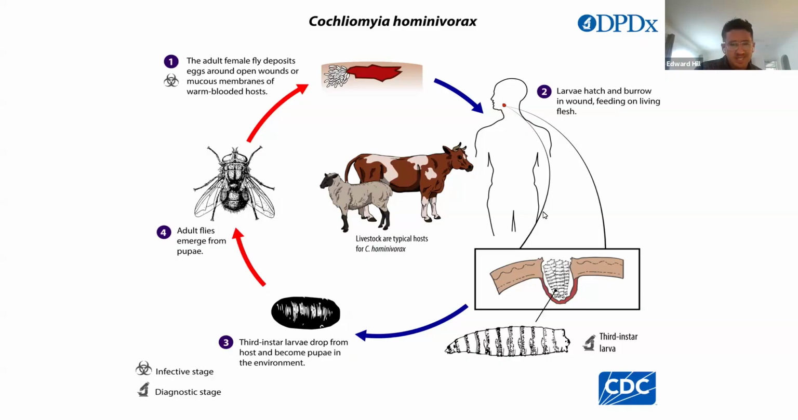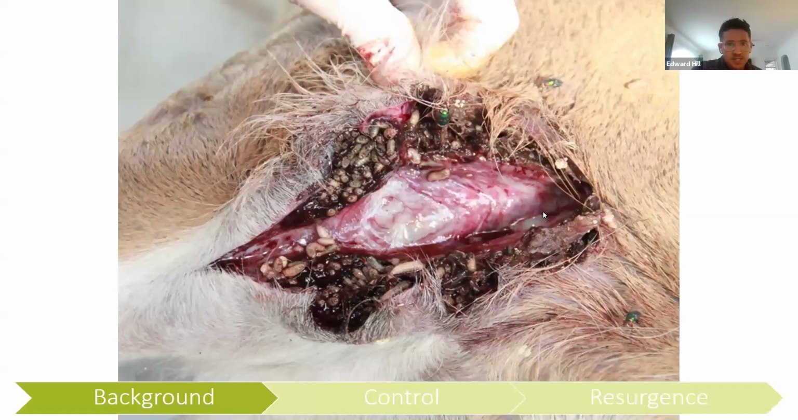The next picture is somewhat gross. I tried to choose the least gross pictures, so I recommend shielding your eyes if you're a little squirmy. But this is what you might see on some livestock, which is fresh, seemingly healthy tissue being infested with tons of larvae. And you can see these metallic green female flies in the picture as well.